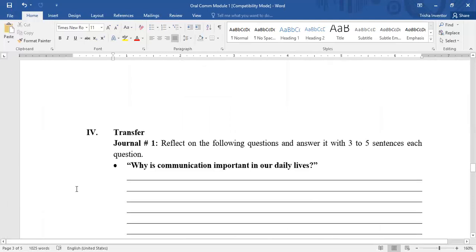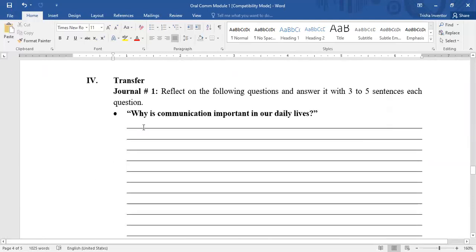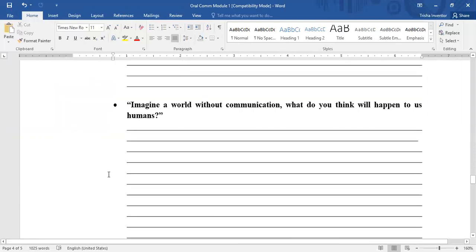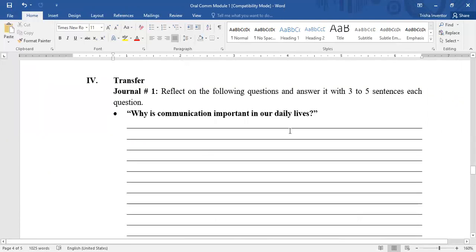Okay. And then last one is the transfer. Of course, this is just a journal. You are to answer two questions. Why is communication important in our daily lives? And imagine a world without communication. What do you think will happen to us humans? So you are going to answer this briefly with 3 to 5 sentences each.